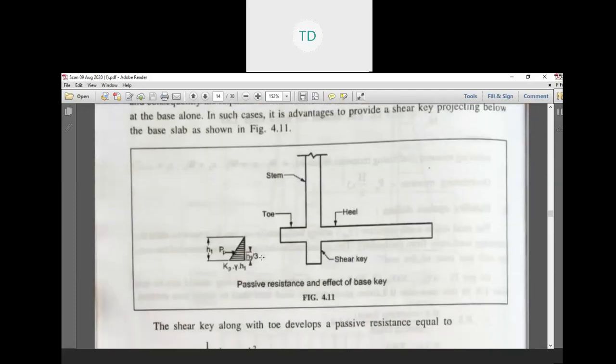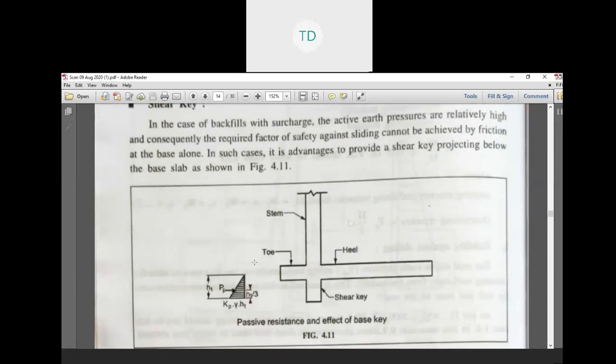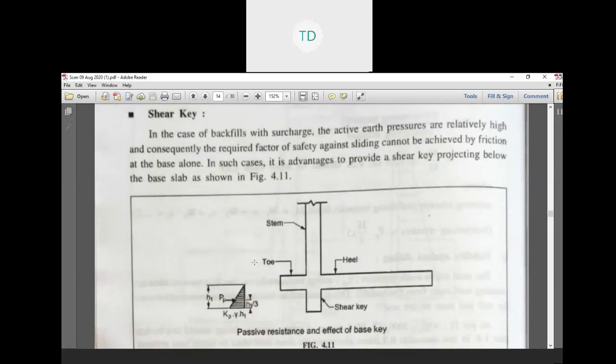Shear key. Shear key is a very important part when it comes to sliding. Sometimes it is not possible to resist sliding otherwise. In that case, we necessarily provide a shear key.